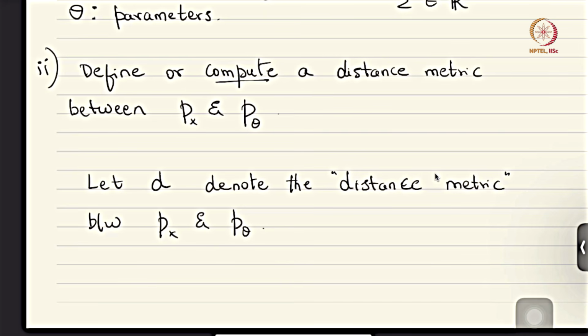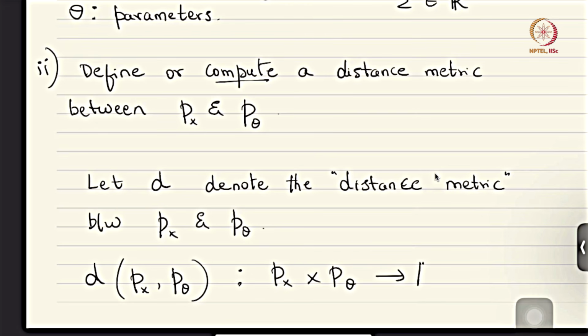So, it is a function. What is that? It is a function d which takes Px and P theta as inputs, and maps it to some positive real number, right. So, it is a function that takes two distributions as input, you see. It is the cross product of two distributions that it takes as input and maps it to positive real numbers, because we need the notion of distance, right. It cannot be negative, it should always be non-negative. So, therefore, this is the kind of function that we define, okay, fine.